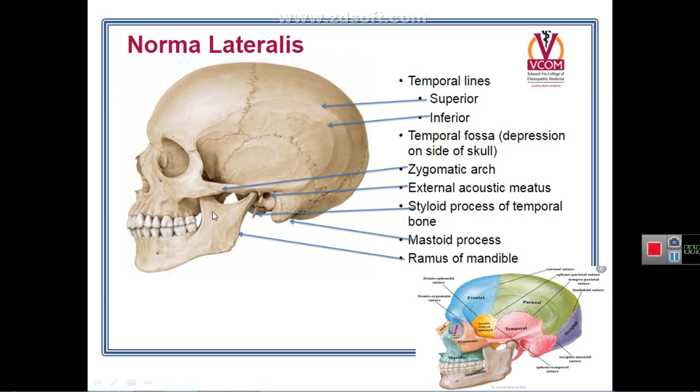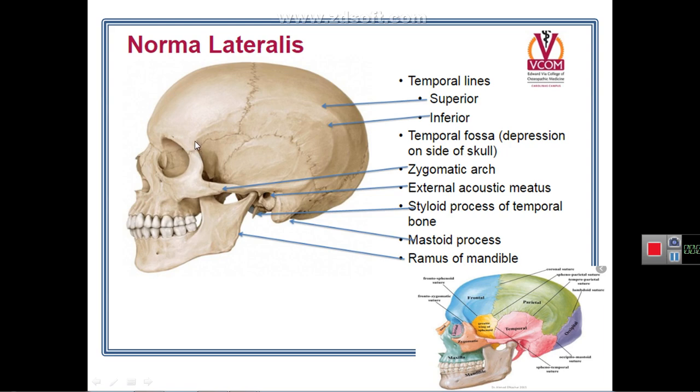The features of the norma lateralis are the following. Most markedly, you can see that the norma lateralis shows a fossa here, which is called the temporal fossa. This temporal fossa is bounded by the temporal lines. The temporal line begins here on the frontal bone as a continuation of the posterior border of the zygomatic process of frontal bone. This is the zygomatic process of frontal bone, and this is the frontal process of zygomatic bone.